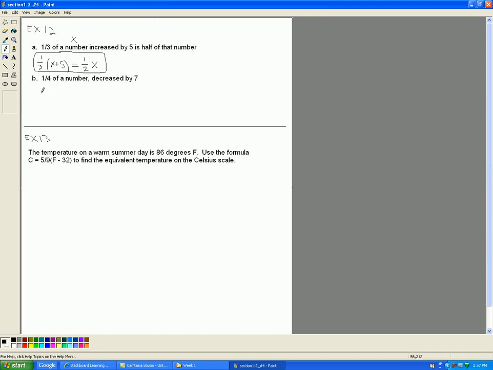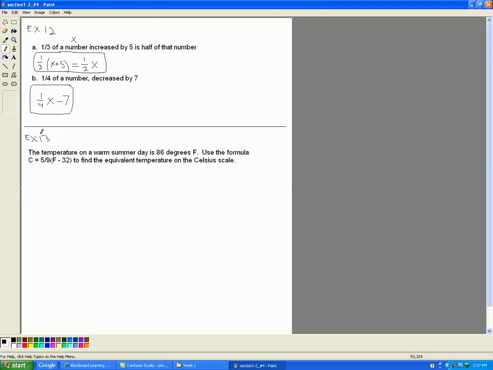So 1/4 of a number, 1/4 of, anytime you see the word of, it's going to be multiplication of a number, 1/4 x decreased by 7. We know that decreased by 7 means you take away 7. And that's your final answer there. So pretty simple stuff. This is just, like I said, going to really help you with your word problems if you can understand these words and what they mean.